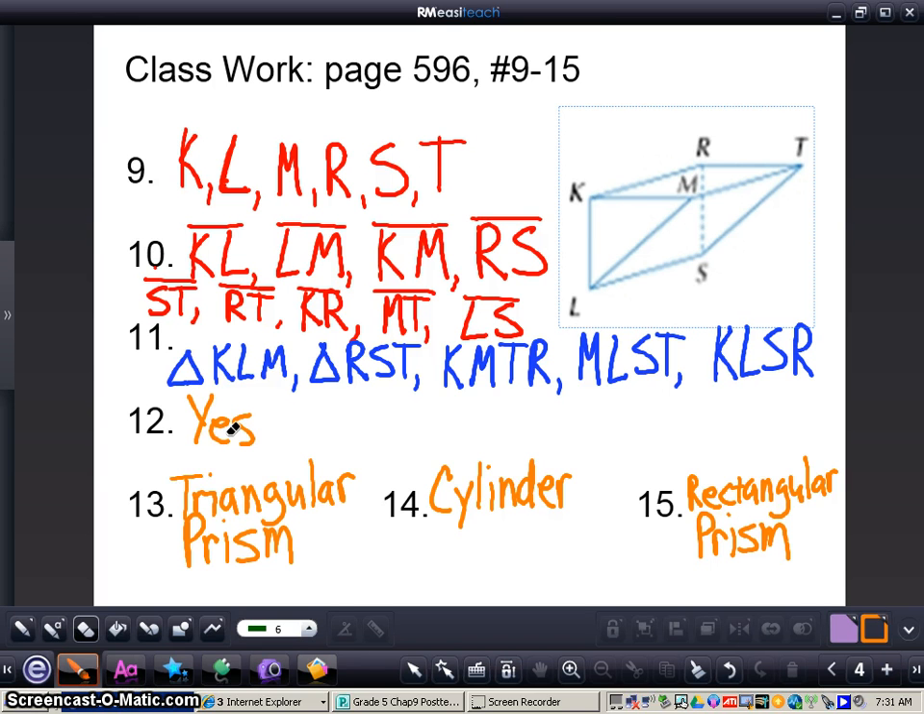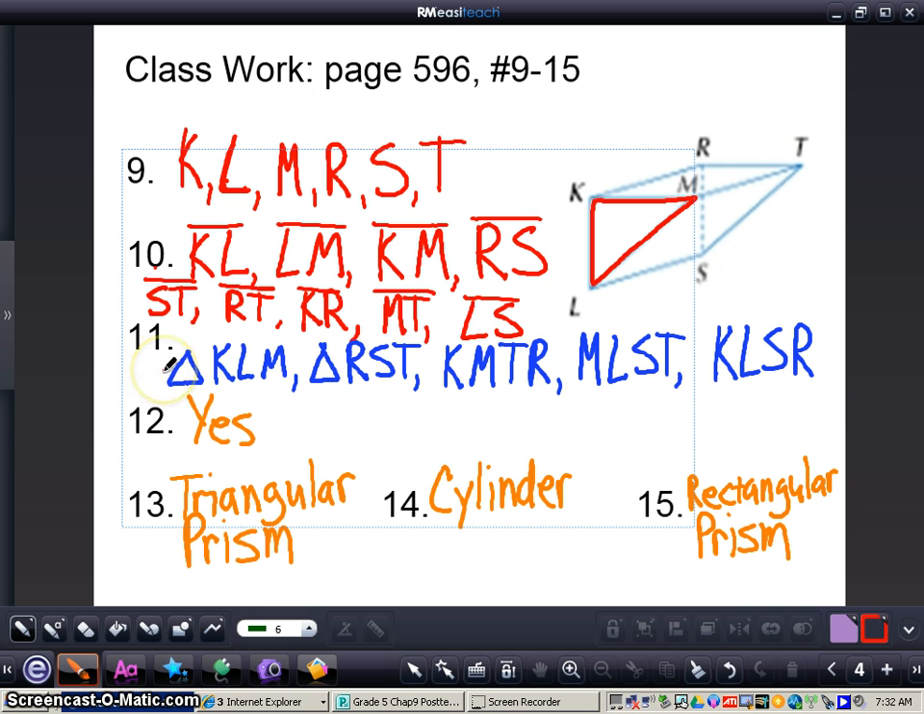For number 11, you can see these are the faces. Now, we put this little triangle symbol here for KLM. The reason for that is because we're given the faces of a triangle. We can see KLM, that's the face of a triangle there. So that's why we gave it that little symbol in front of it. Whenever we have a quadrilateral, for example KMTR, we don't need to do that. So we can see the different faces: face KLM, face RST, face KMTR, MLST, and then finally KLSR.